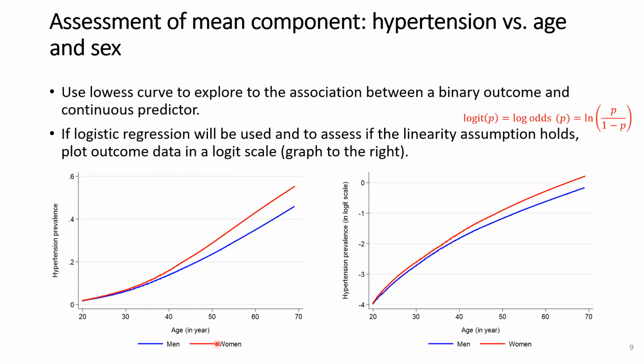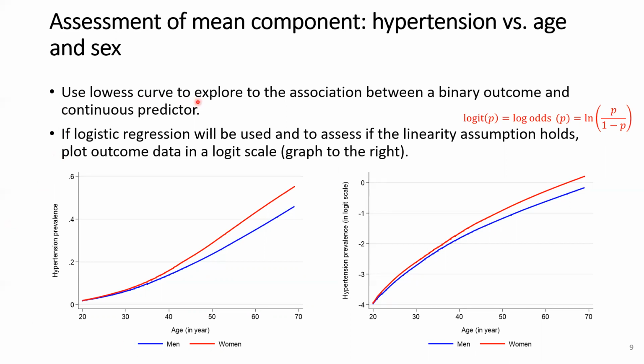First of all, we are going to start assessing the mean component. In the mean component, we are going to include age, sex, and BMI. So we have to check the association of these predictors with the outcome variable, which is hypertension. As we did for linear regression, we use a lowess curve to explore the association between a binary outcome and the continuous predictor.